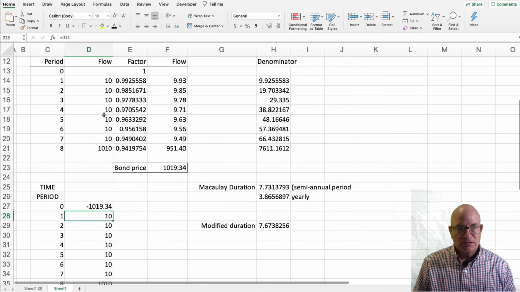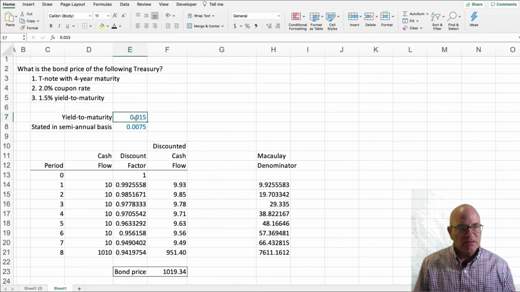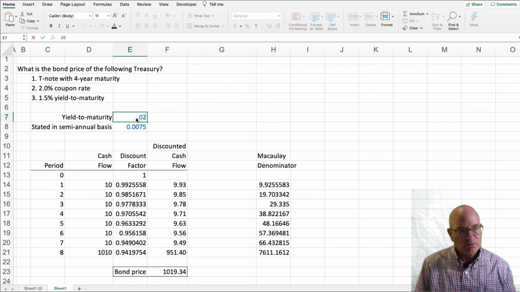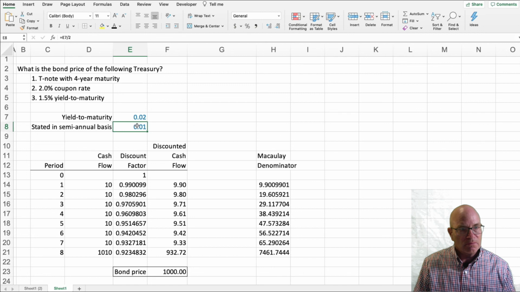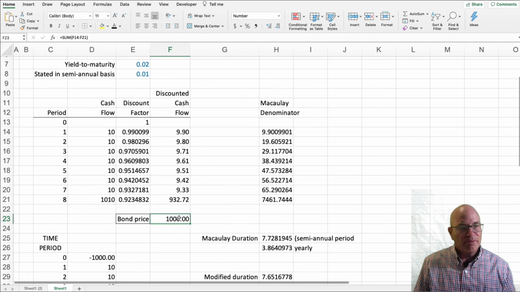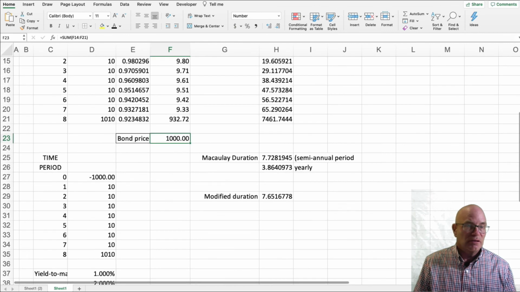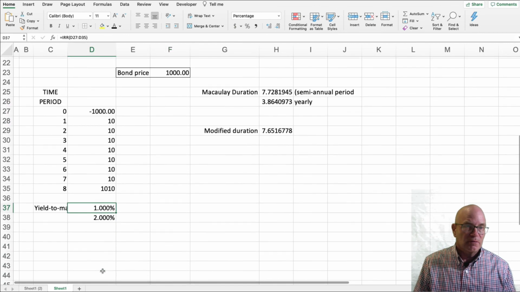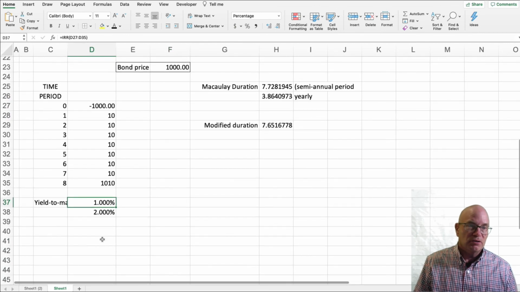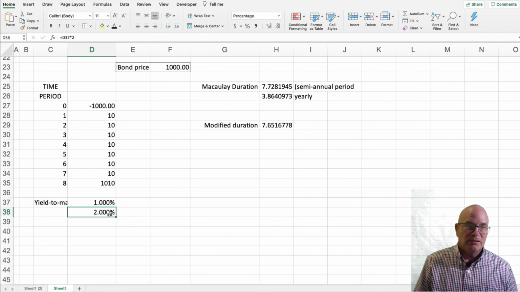And now let's just demonstrate. Let's say this is yield to maturity. We're going to say it is 0.02, or 2%, 1% semi-annually. That would mean our bond price is 1,000. And do the opposite. We come up with the yield to maturity, multiply it by 2. Here's our yield to maturity stated on an annual basis.